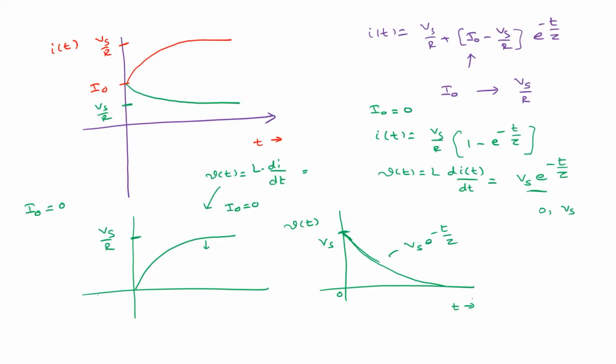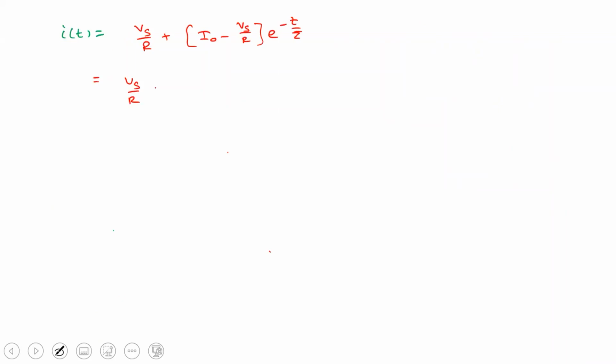Understood? So we applied the same principle here. Again, this can be written as two components, right? In one of the classes we discussed the natural response and forced response. So this I of t, Vs by R plus I naught minus Vs by R into e to the power of minus t by tau, can be written as Vs by R into 1 minus e to the power of minus t by tau plus I naught into e to the power of minus t by tau.